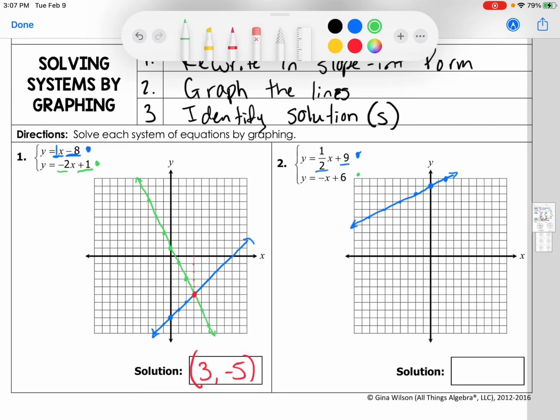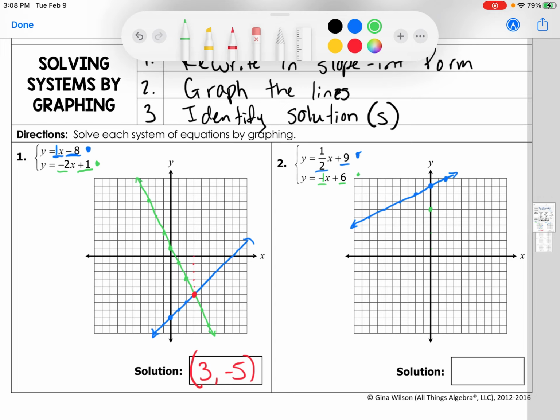So our y-intercept here is +6, so we're going to go up 6. 1, 2, 3, 4, 5, 6. Going to put our point there. And our slope here is -1. We can draw that 1 in there because there's nothing in front of that x except for a negative sign, so that means it is -1.